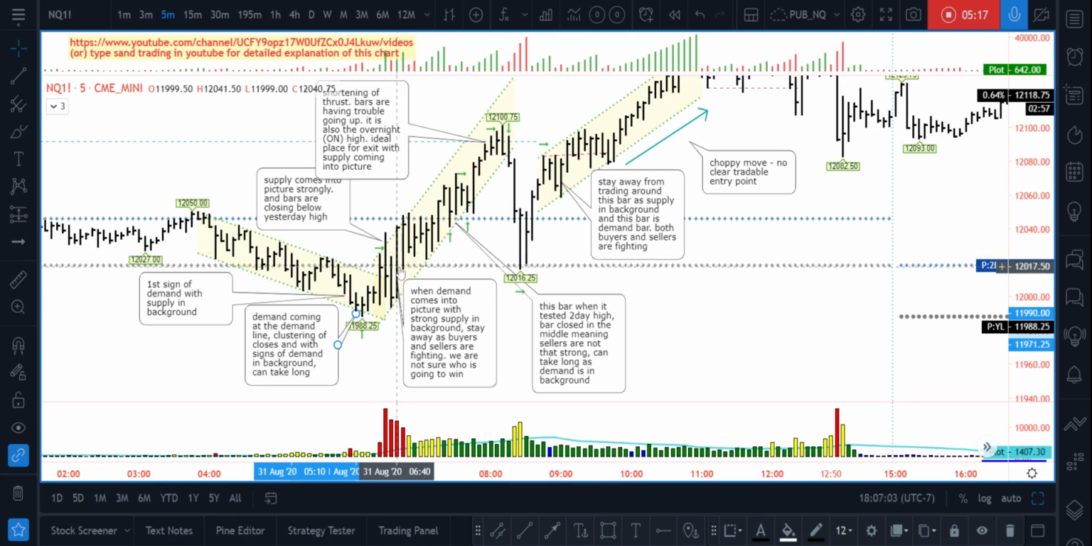But I know it has achieved a lot with this bar, because it broke yesterday's high. If people had taken a trade somewhere here because it broke, then in the next couple of bars you would just be waiting, up and down, up and down. The reason is that the supply is in the background, and then demand came up strongly. Now we don't know who is going to win this war. It's like buyers and sellers are fighting. So we have to wait for a clear picture before entering the trade.